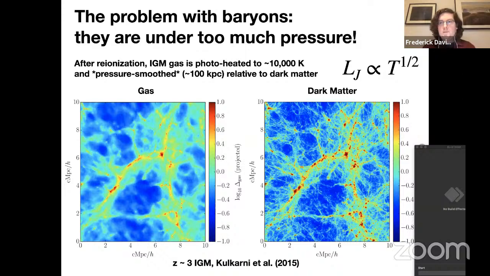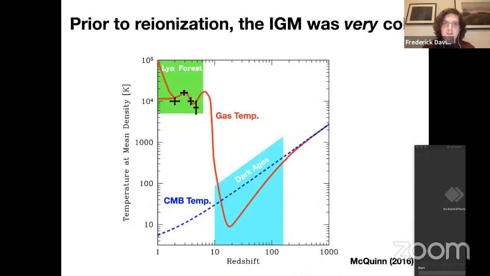Okay. But before reionization, the IGM was actually very cold. Here I'm showing a plot from Matt McQuinn's IGM review article from several years ago now, where the red line is the evolution of the gas temperature since recombination. So the universe recombines here and becomes neutral.